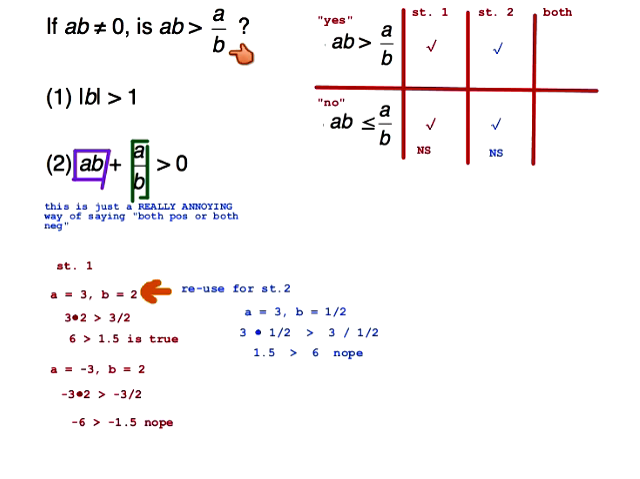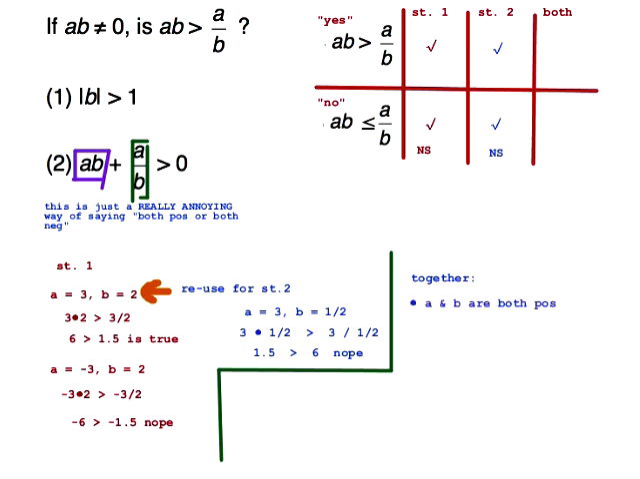Okay, so we're on the same page there. All right, so we have to combine the statements together. Together, here's what we know: that A and B have the same sign, both positive or both negative, from statement 2. And we know that the size of B is more than 1. B is more than 1 or less than -1.